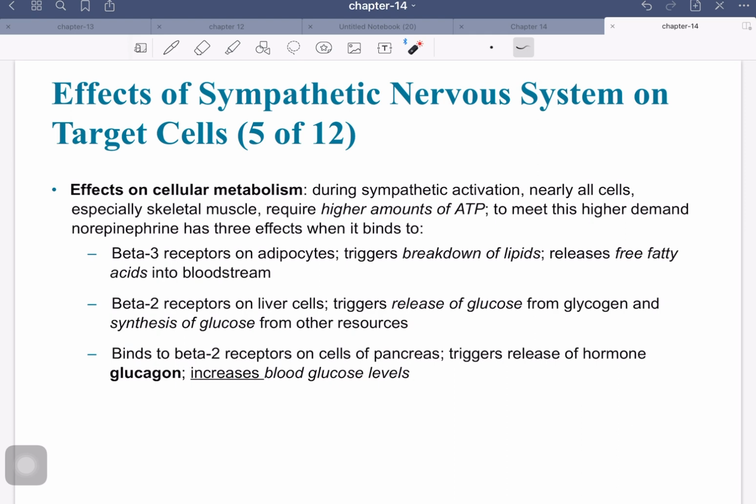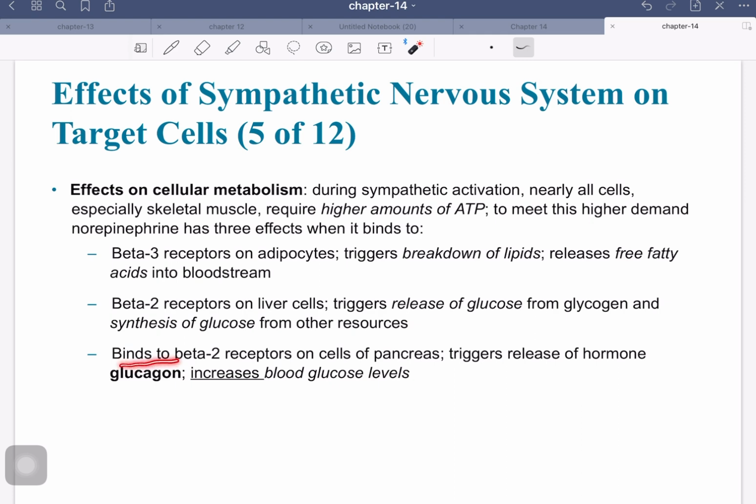We also have the action of beta-2 receptors on liver cells, and they trigger the release of glucose from the stored glycogen. Remember, glycogen is a big storage molecule made up of a number of monomers of glucose. So we can start to break down that chain of glycogen and start to release glucose. The other thing that can happen is we can make glucose from other sources, like a gluconeogenesis type of phenomenon.